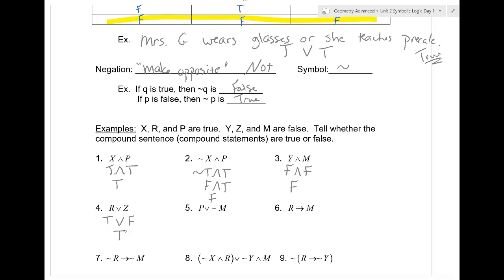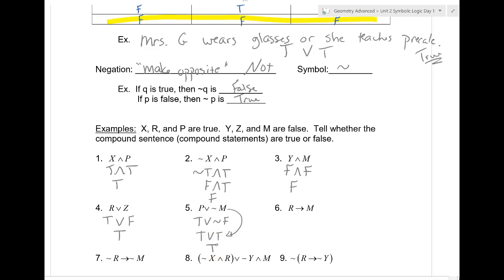All right, then we have P or not M. So P is true, and I got not M, which is false. So I got not false, which gives me what? Now, some people go from here to here right away if it's real simple. Is that okay? Because not false is true. I'm good with that. But make sure you have the fact it's true.